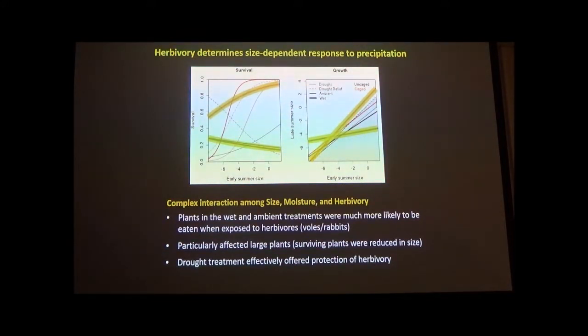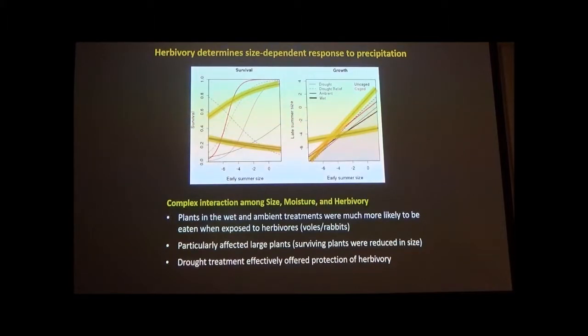And now the plants that are in the wet treatments that have high soil moisture are doing the worst, especially the large plants. Large plants ended up having a probability of survival around 20%, and they were just being eaten, and in some cases just disappeared. And if they were eaten, they then shrank. So anything down in this gray area here means plants that are shrinking. So we had these large plants that were just decimated and became effectively tiny plants.